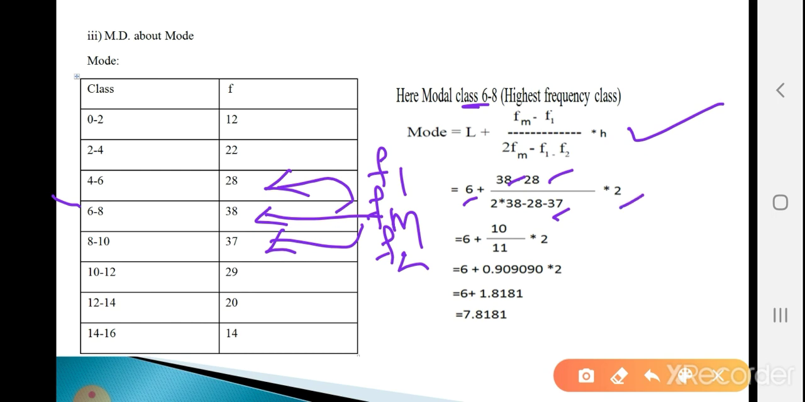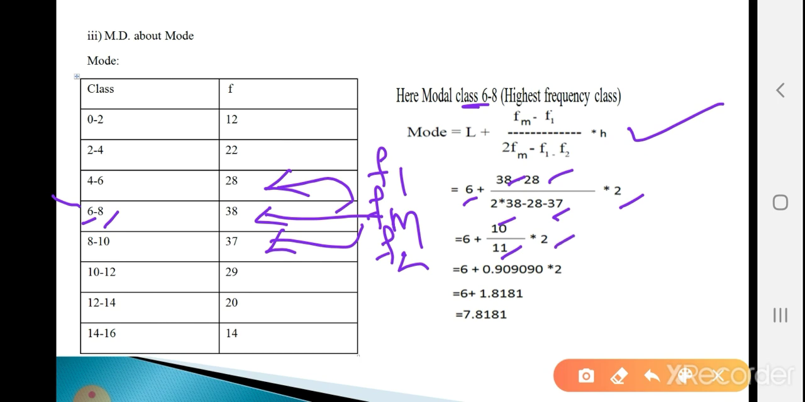Last is h. h is the class width of the modal class. Class width is calculated as upper limit minus lower limit. So 8 minus 6, that is 2. Next, mode is equal to 6 plus (38 minus 28, that is 10) divided by (2 into 38 minus 28 minus 37, that is 11), multiplied by 2.